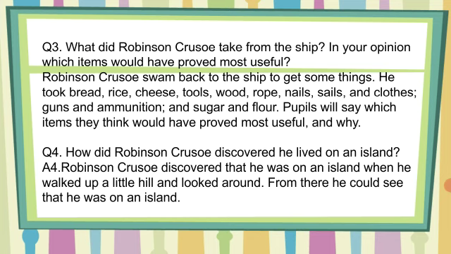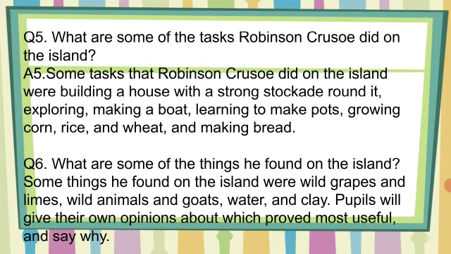How did Robinson Crusoe discover he lived on an island? Robinson Crusoe discovered that he was on an island when he walked up a little hill and looked around. From there he could see that he was on an island.